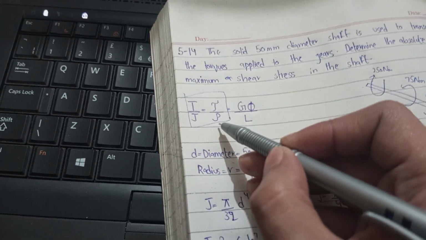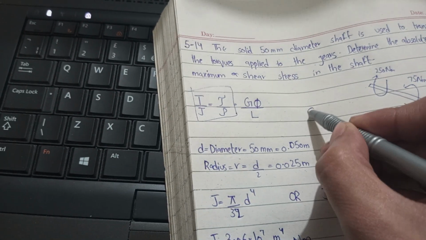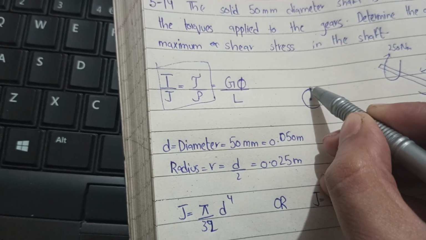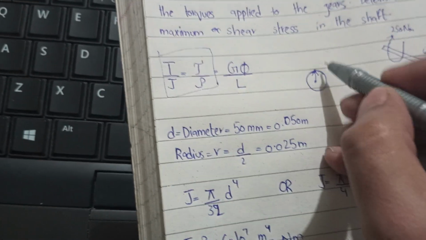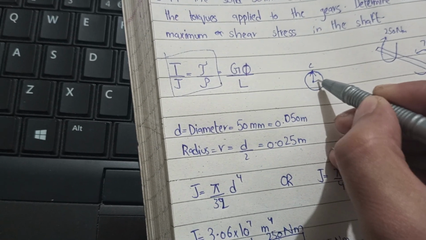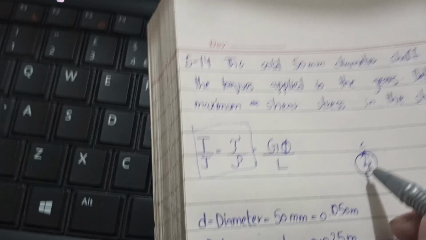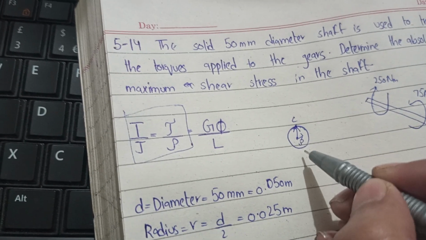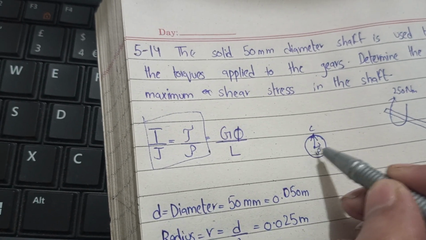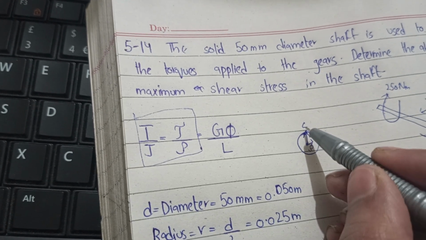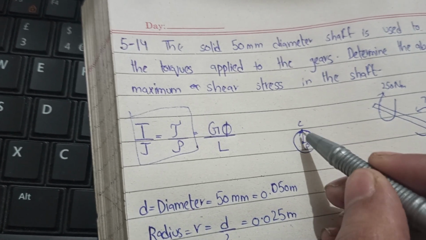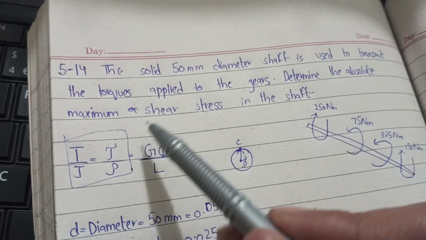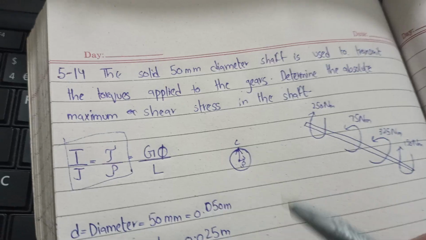You may ask me about rho. If the distance is from here to here, we call it c. If the distance is from here to here, we call it rho. If the maximum distance or radius is given, then we call it c, otherwise we write rho. Rho is the radial distance, or c is the maximum distance from the center. But why do we use c here? Because it asks for the maximum shear stress, so that's why we use c.